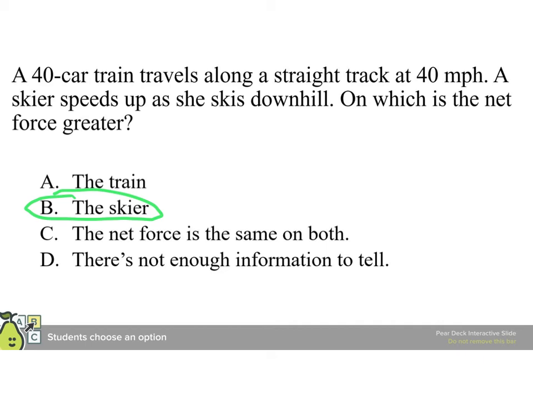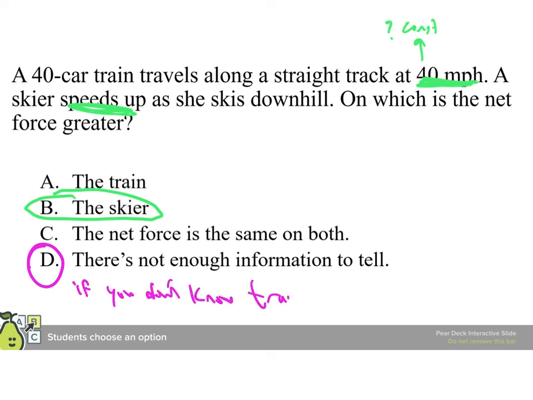But at this moment, the train is moving at a constant 40 miles an hour, and therefore the acceleration is 0. The skier is speeding up, so the acceleration is non-zero, so the force on her is more. Of course, the problem here was not explicit. Is it really constant? It only says at some moment. So if you thought, well, I don't know, then the answer would be you can't tell. So you could easily defend this if you don't know that the train is constant, which is technically not in the problem.